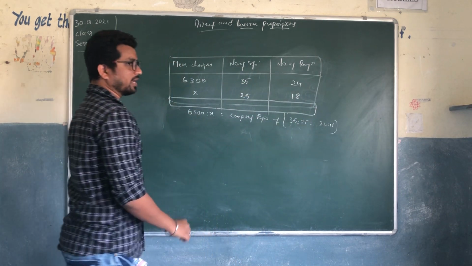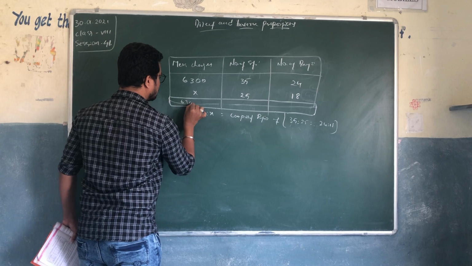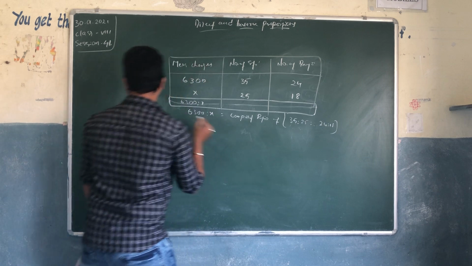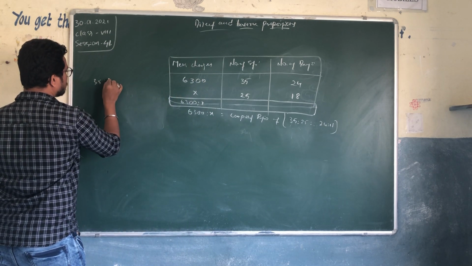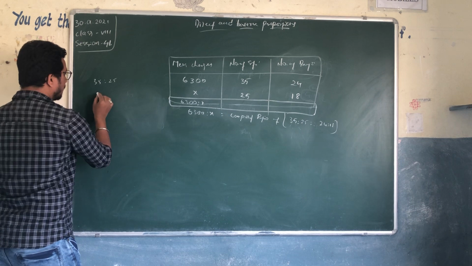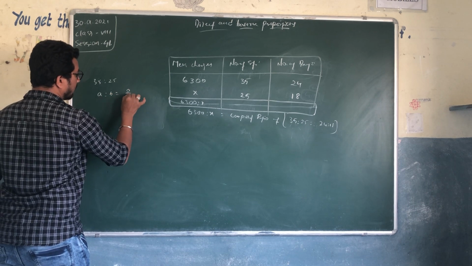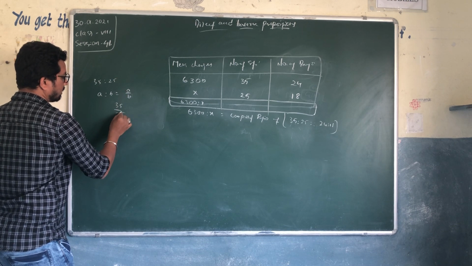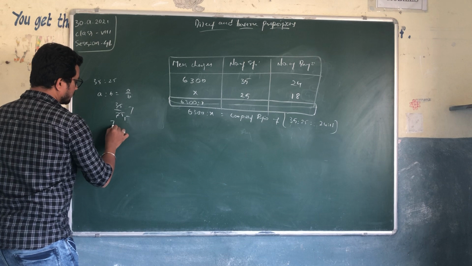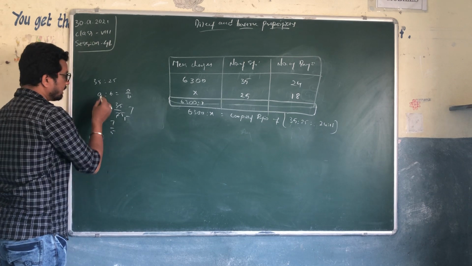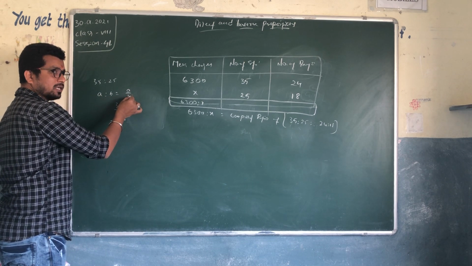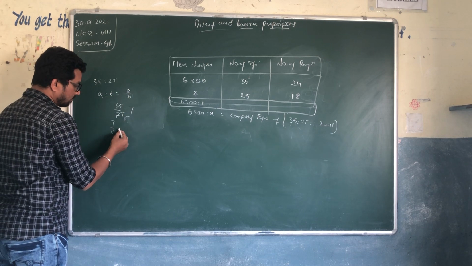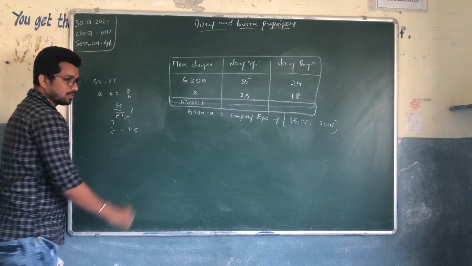Okay, so we need to find the ratio here. So just write it as 6,300 is to x as we have here, and this will be 35 is to 25. We have a formula: A is to B is equal to A by B, which means 35 is to 25 can be written as 35 by 25. 5 fives are 25, 5 sevens are 35, so 7 by 5. When we are writing A is to B as A by B, similarly A by B can be written as A is to B.